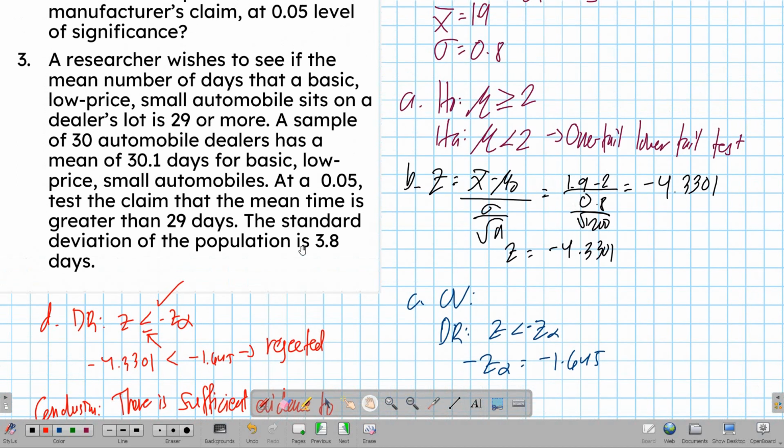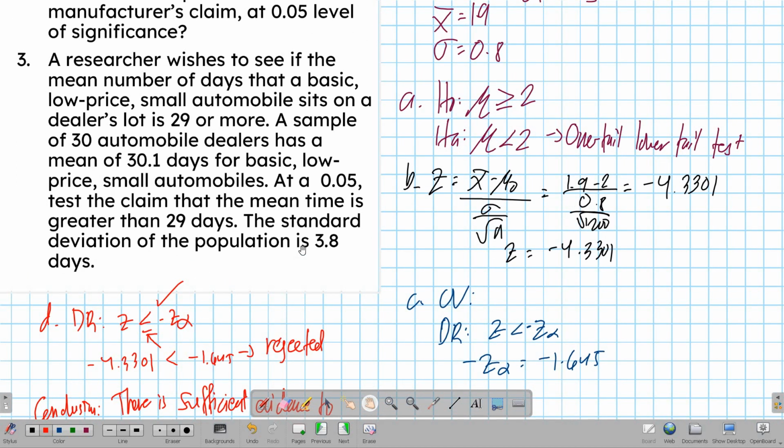Number 3 is left to you so that you can practice doing the 4 steps of hypothesis test. Perform a hypothesis test on number 3 and then let me know whether you have the answer or not. So that is the first of the different hypothesis tests on one population parameter, which is the one population z-test.